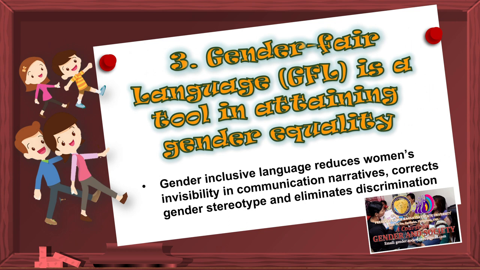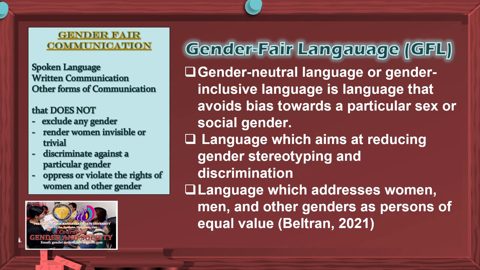Let's now talk about gender-fair language. A little while ago, we talked about gender-fair education. It is essential for us to understand gender-fair language because it is essentially part of socialization and education. So gender-fair language is a tool in attaining gender equality. This is gender-inclusive language that reduces women's invisibility in communication, in narratives, and corrects gender stereotypes and eliminates discrimination. Gender-fair communication, which occurs in spoken, written, and other forms of communication, is one that does not exclude any gender. It does not render women invisible or trivial. It does not discriminate against particular genders, and neither does it oppress or violate the rights of women and other genders. So gender-fair language is gender-neutral language or gender-inclusive language.